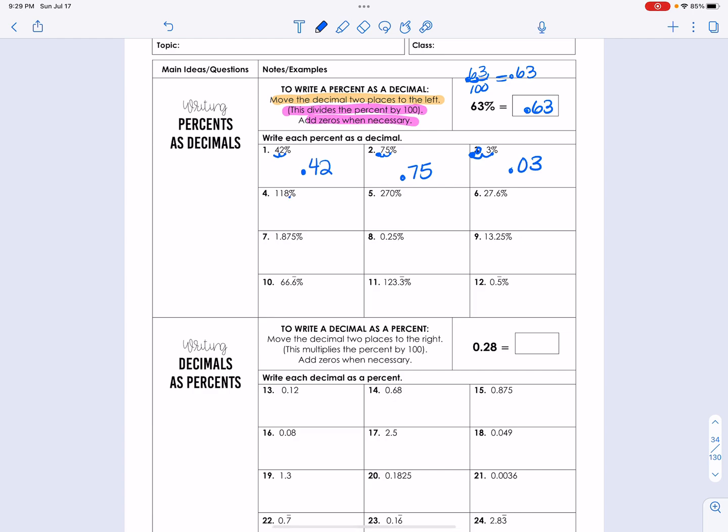Okay, 118, you're moving it 2 places, so you get 1.18. Because it's going to be more than 1 because it's more than 100%. Same thing here. You're going to move this 2 places and your answer is 2.7. And finally, move this 2 places, you get 0.276. I would like you to try the rest of these.